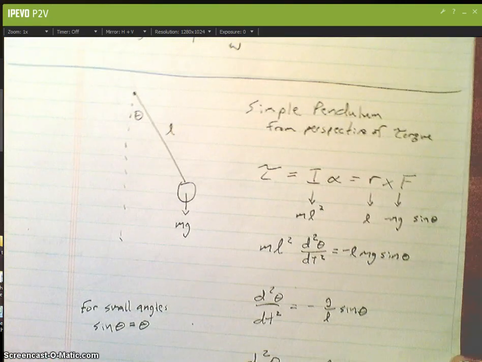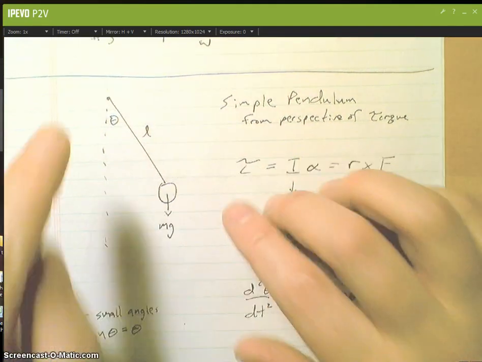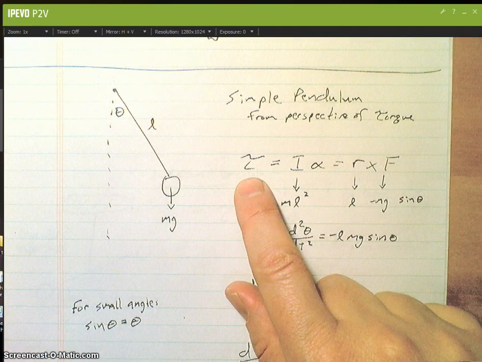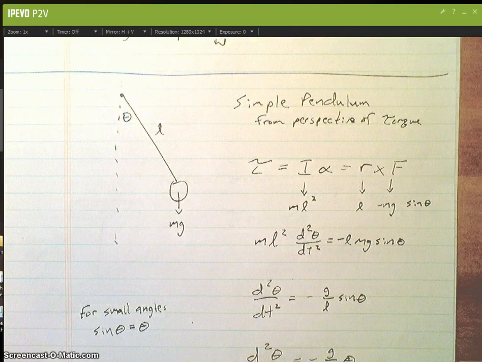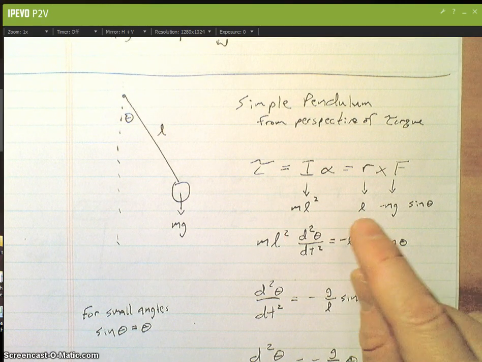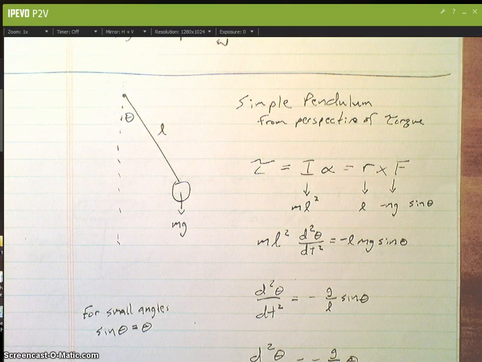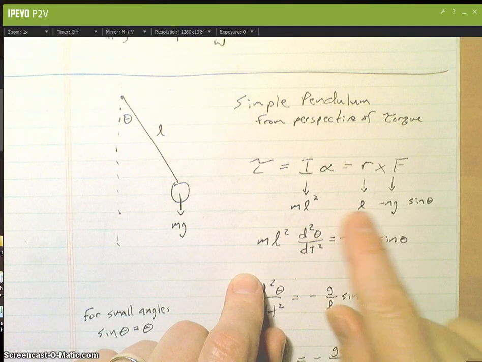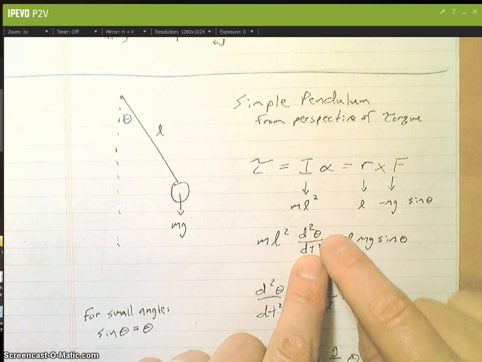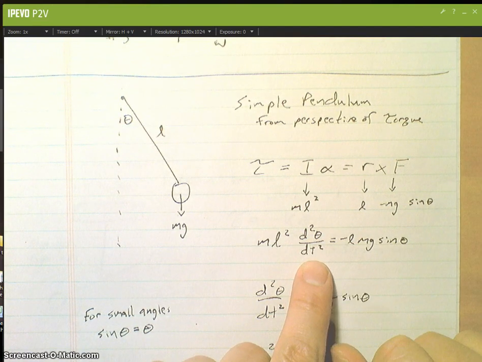So let's look at a simple pendulum from the perspective of torque. Alright, so we have our pendulum, length L, gravity's pulling it down, torque is equal to I alpha, it's also equal to R cross F. I in this case is mL squared, R is L, F is a restoring force, so negative mg sine theta. Put this into our differential equation, where the alpha is equal to d squared theta over dt squared.